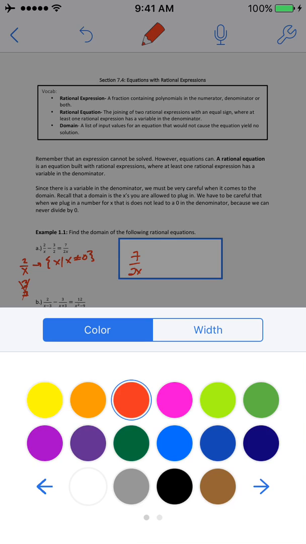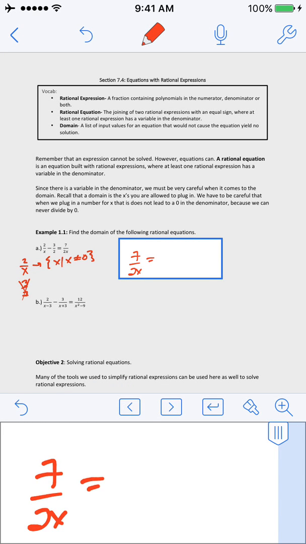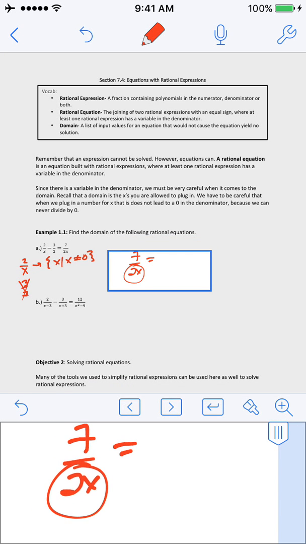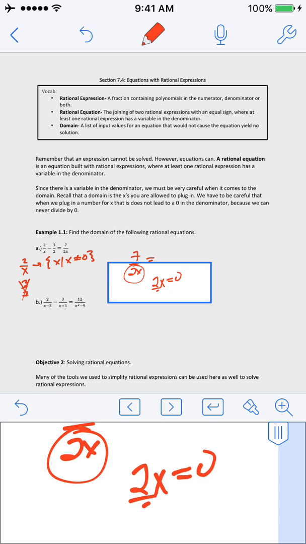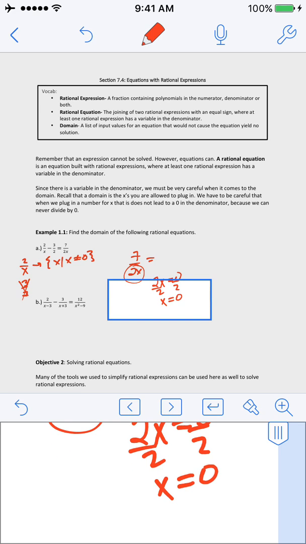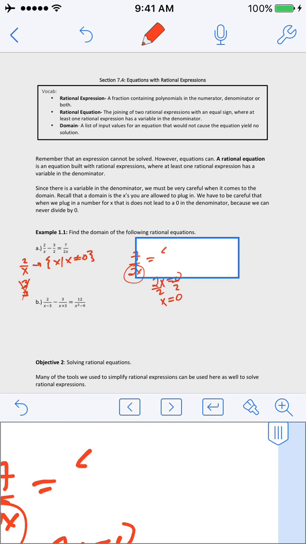The last one, just take a breath. What would make this denominator equal to 0? Well, I can solve that. If 2x equals 0, divide by 2, it looks like the only x that's going to make that happen is 0. So this is also the domain x such that x does not equal 0.